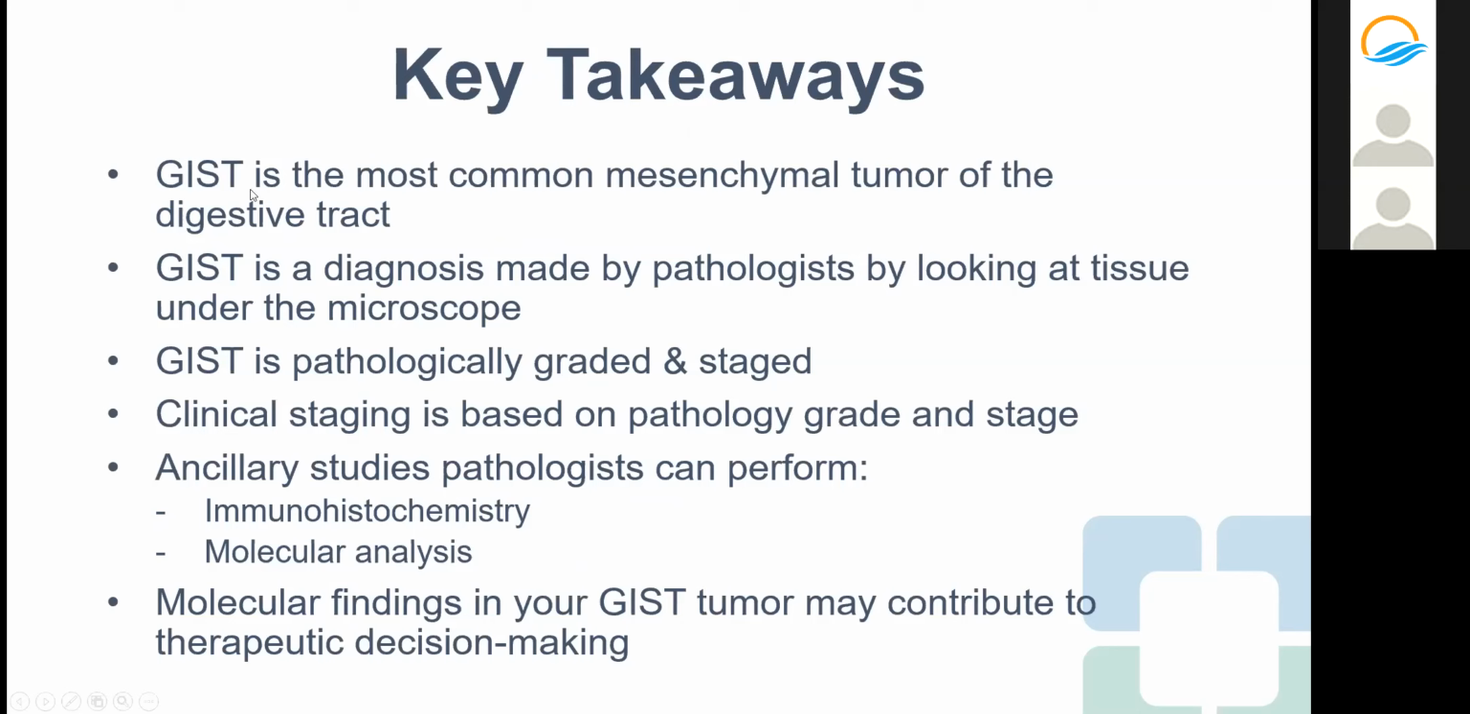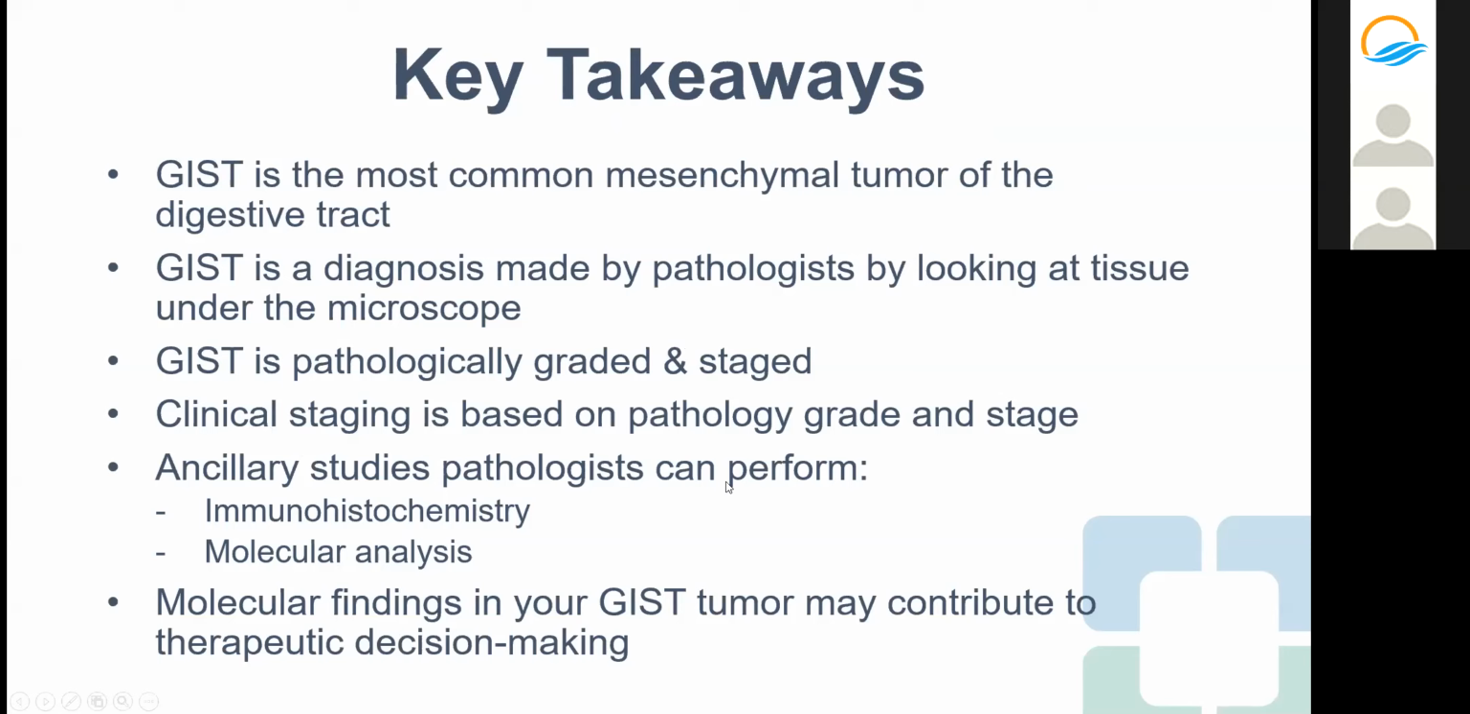The key takeaways from today are that GIST is the most common mesenchymal tumor of the digestive tract and the most common human sarcoma. GIST is a diagnosis that's made by pathologists who look at tissue under the microscope. So while you might receive a radiology report or your endoscopist might tell you, oh, you have a submucosal nodule that looks like a GIST, remember the diagnosis isn't final until a pathologist has actually reviewed tissue. Remember that GIST is both pathologically staged and clinically staged, and that these are two different things, and that the pathologic grade and stage plays into the final clinical stage.